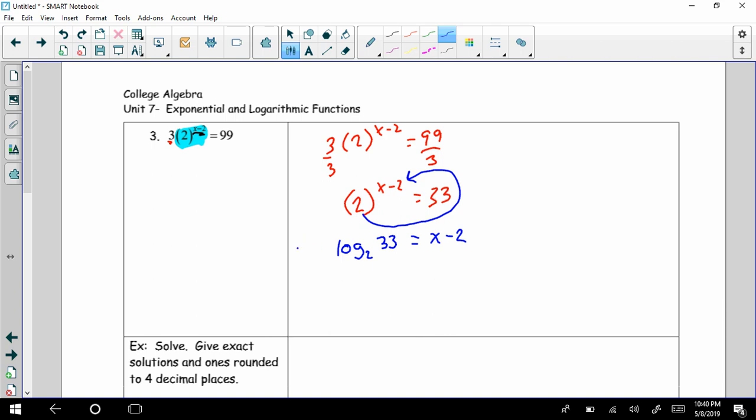Okay. So this is going to be calculator work because we want to find an exact value for x. So you're going to do log base 2 of 33 in your calculator so that we can give a solution for our x value. So it'll be a decimal.